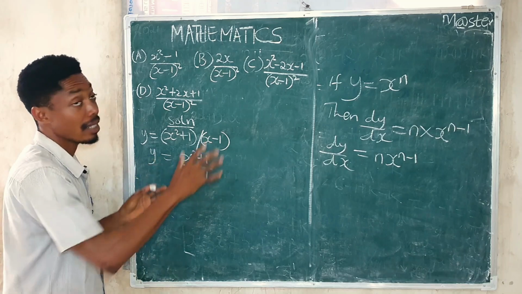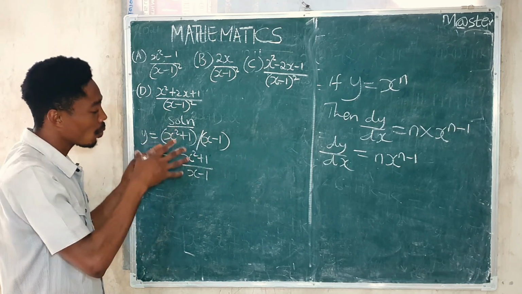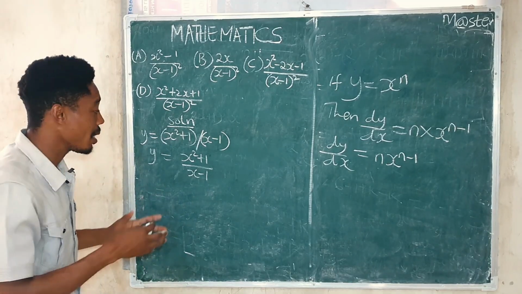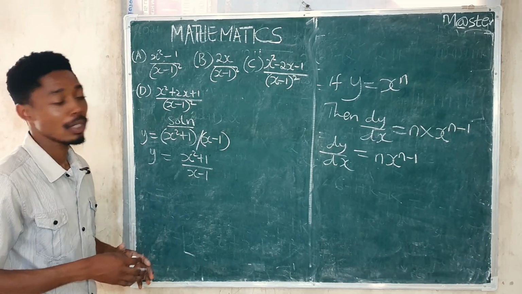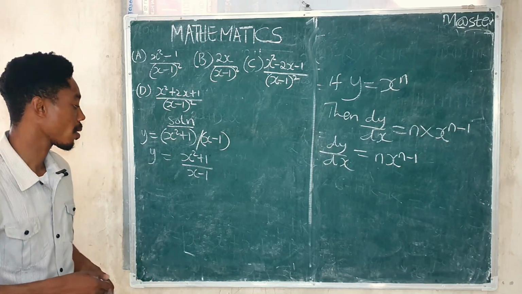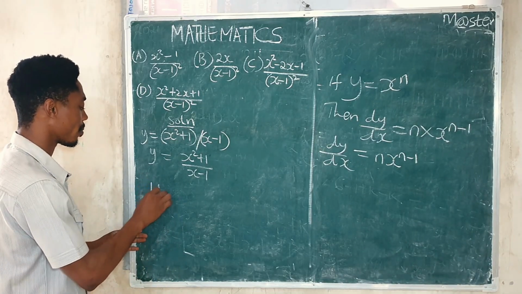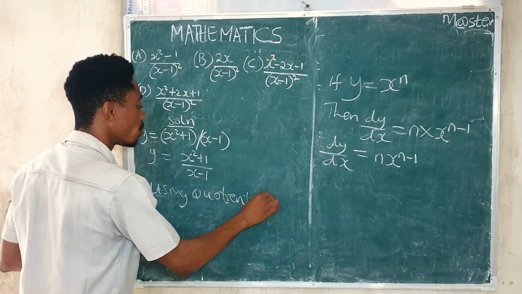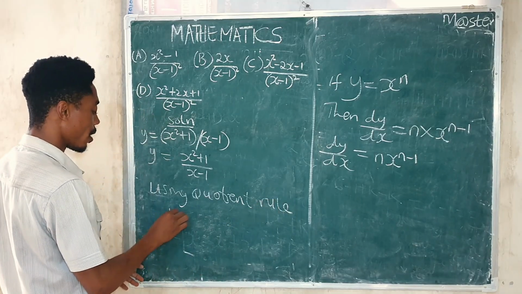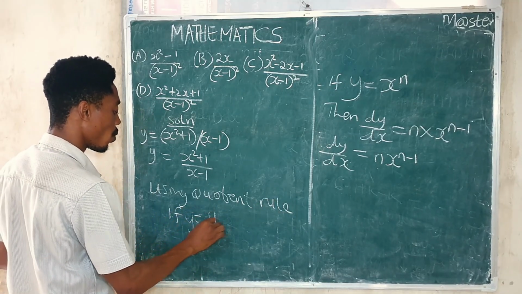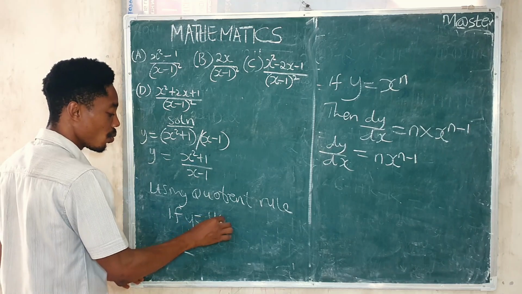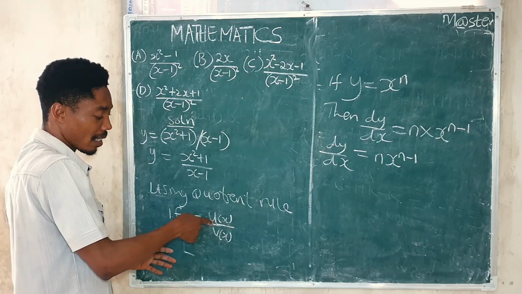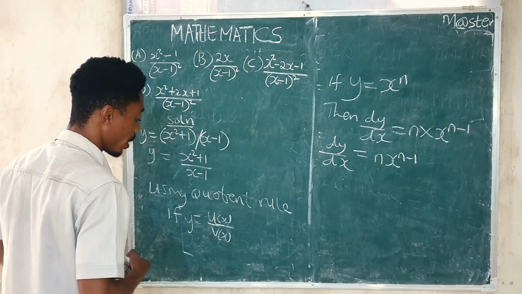We will be applying that basic formula, but looking more closely, this function is a quotient. That means this function has a numerator and a denominator. So we're going to apply the quotient rule. Using the quotient rule, we say that if y equals u over v, both u and v are functions of x.